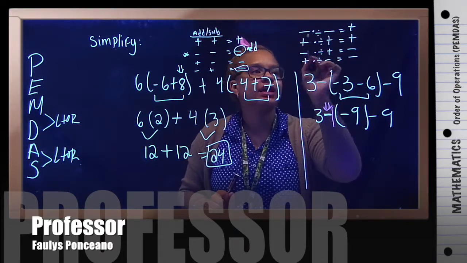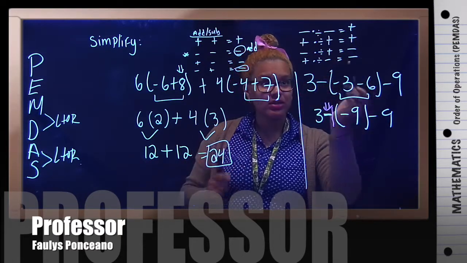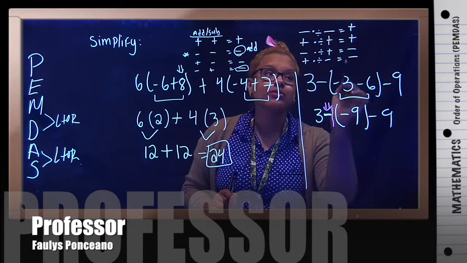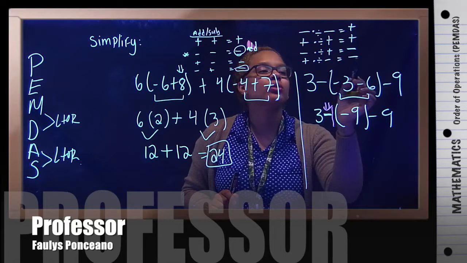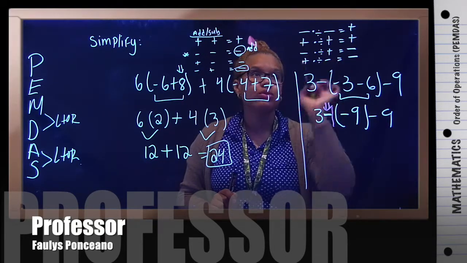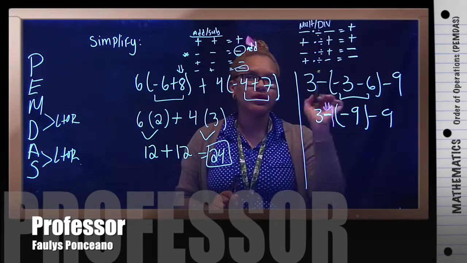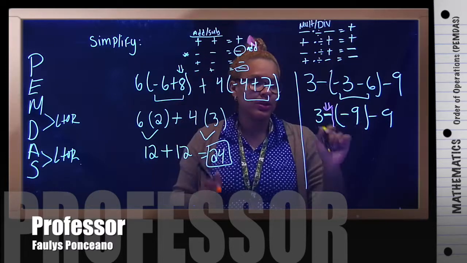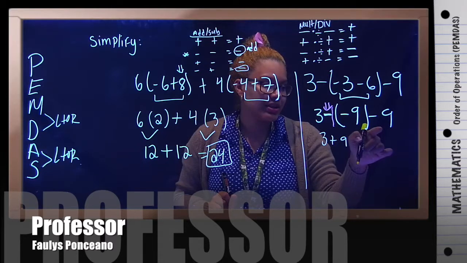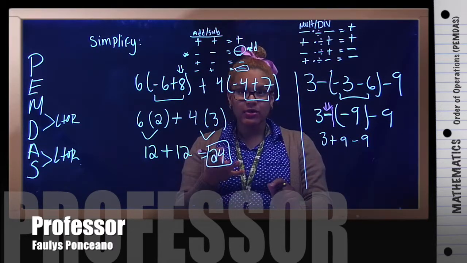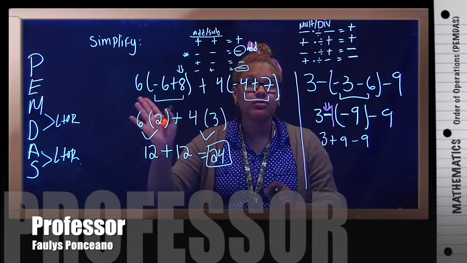So, negative times negative gives you a positive answer. Positive times positive gives you a positive answer. A negative times a positive, your answer will be negative. A positive times a negative, your answer will be negative. Same rules, multiplication or division. These are your signage rules. Very important. So negative times negative, positive. Bring down this negative 9.